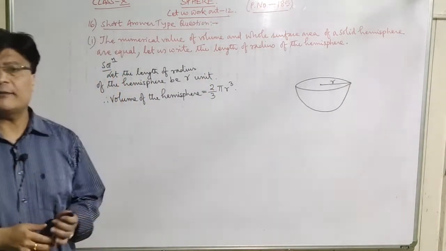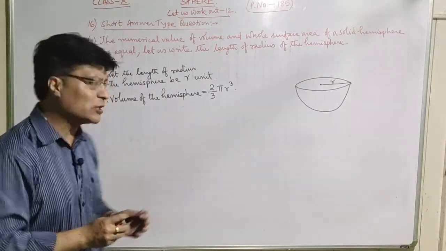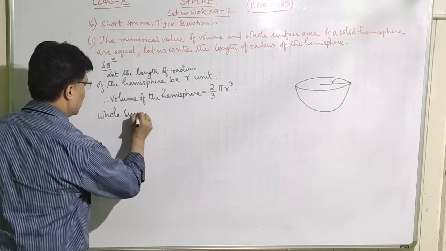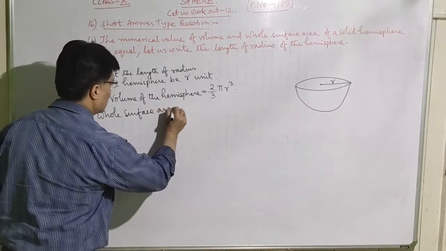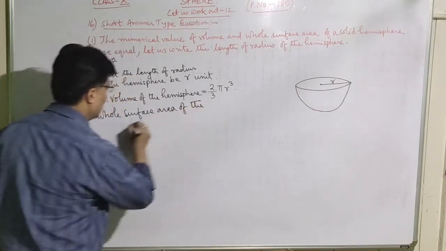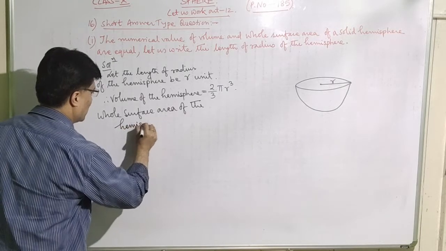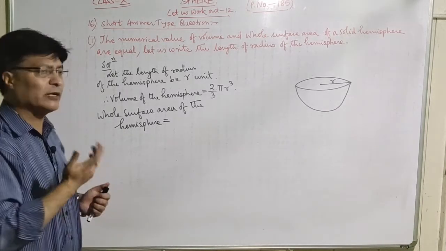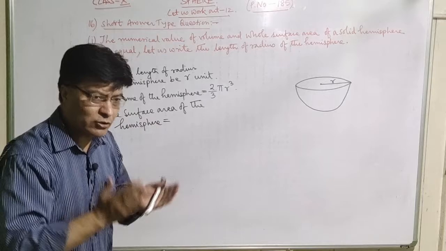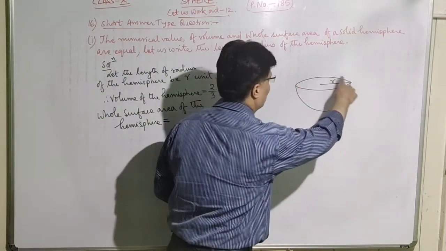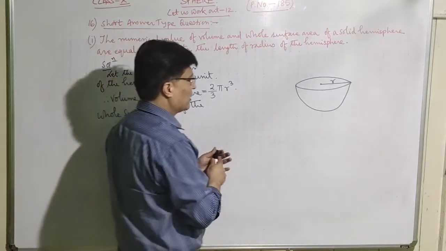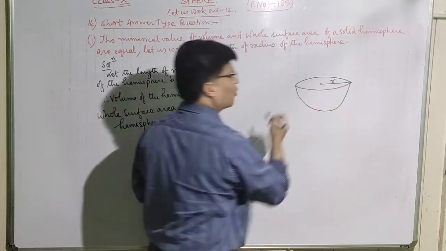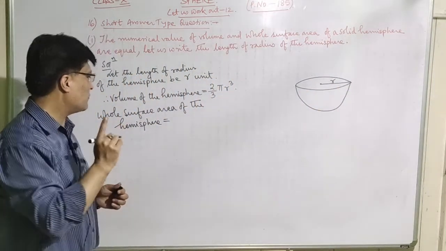Now whole surface area of the hemisphere. So what is the formula for whole surface area of the hemisphere? Whole surface area of the hemisphere is equal to, what is the whole surface area of the hemisphere? That is area of the curved surface of the hemisphere plus area of the forepart of the hemisphere. Forepart means the front part, the circle type figure, this is called the forepart of the hemisphere.